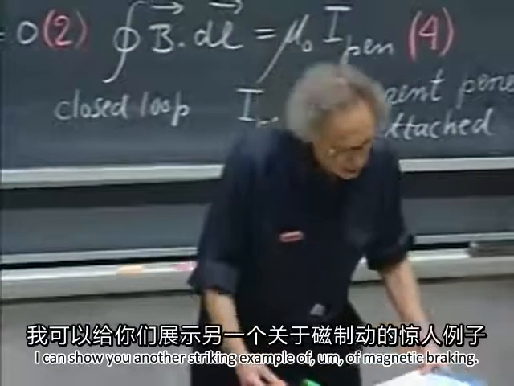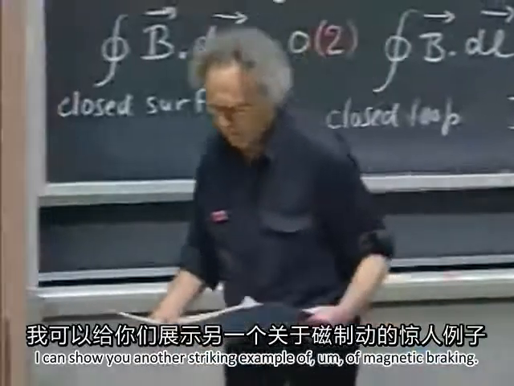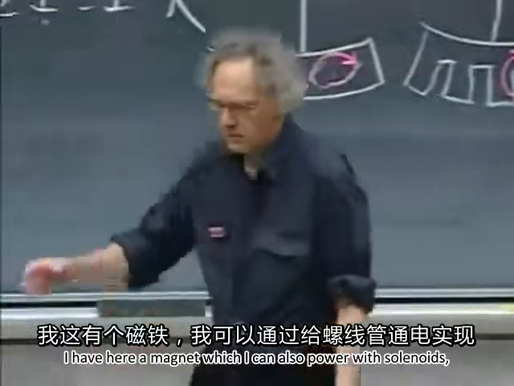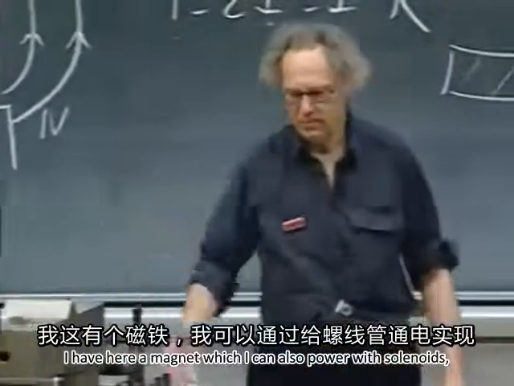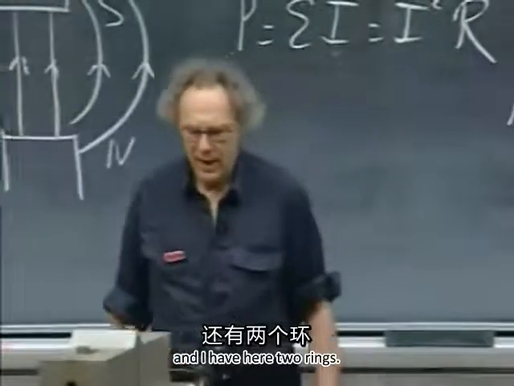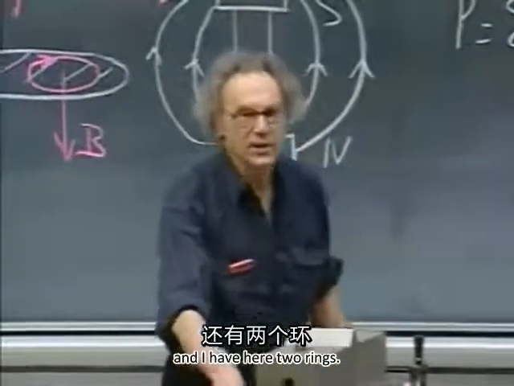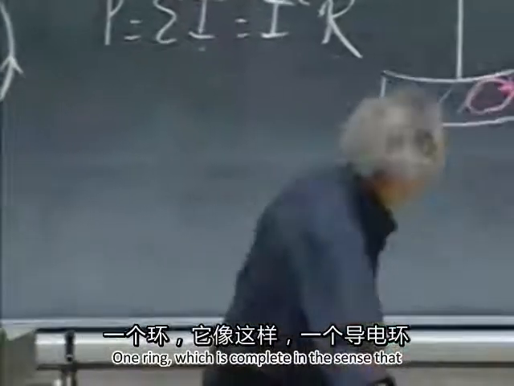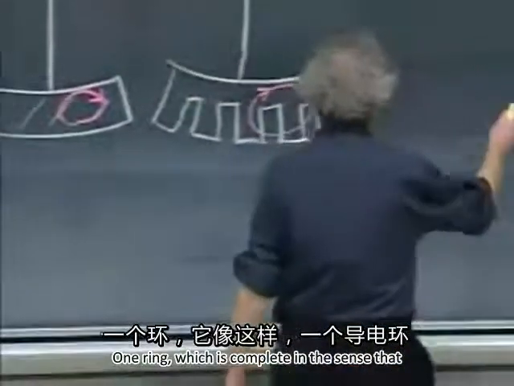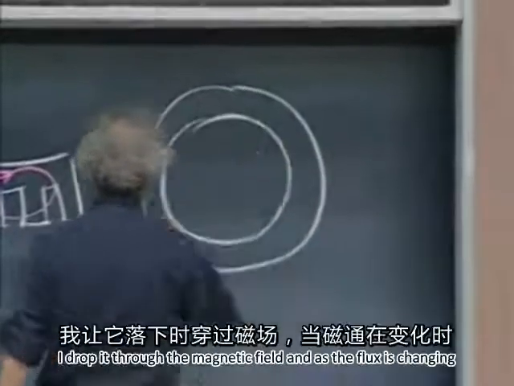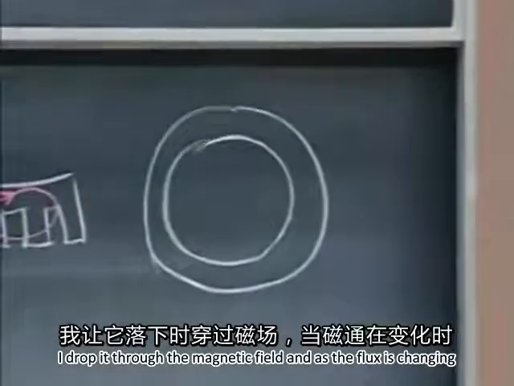I can show you another striking example of magnetic braking. I have here a magnet, which I can also power with solenoids. And I have here two rings. One ring, which is complete in the sense that it's like so, a conducting ring. I drop it through the magnetic field.